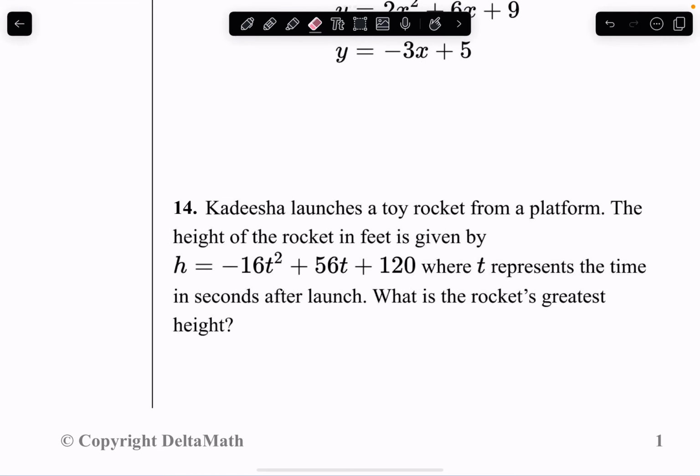Hi, Math 3 students. Today we're going to continue talking about different ways that you can use Desmos on the SAT to answer some of the questions.